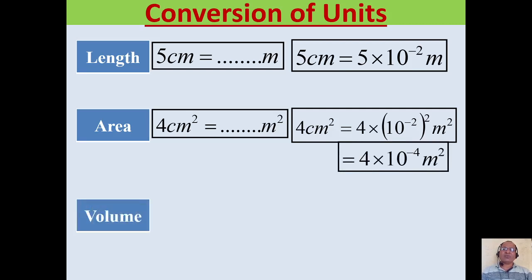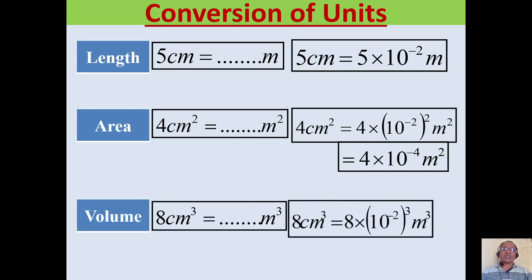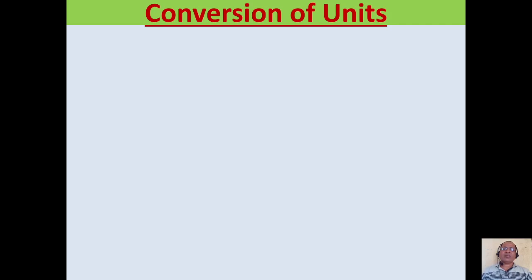Similarly, for volume, we have to convert centimeter cube to meter cube. For example, convert 8 centimeter cube into meter cube. Again, centi stands for 10 raised to minus 2, its cube here. So 8 into 10 raised to minus 2 its cube, meter cube, and hence it is 8 into 10 raised to minus 6 meter cube. So here we have converted centimeter to meter, centimeter square to meter square, centimeter cube to meter cube.